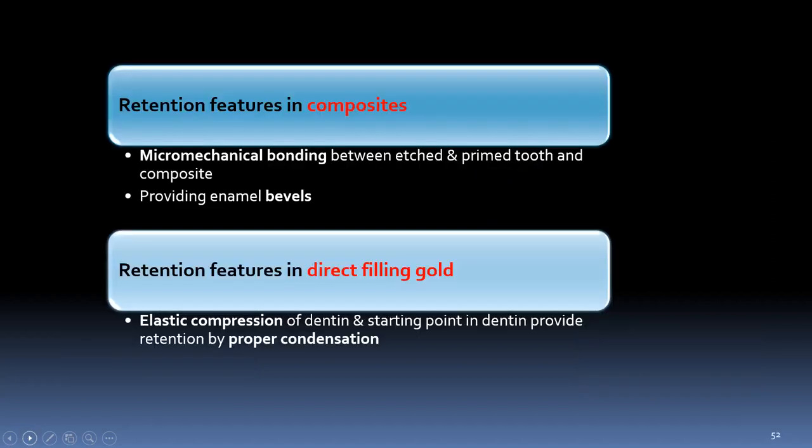Then in composite, retention is by micromechanical bonding between the etched enamel and the composite surface. Then we have given the enamel bevels. Retention features in direct filling gold are created by the elastic compression of dentin. And the starting points in dentin provide retention by proper condensation of the direct filling gold.